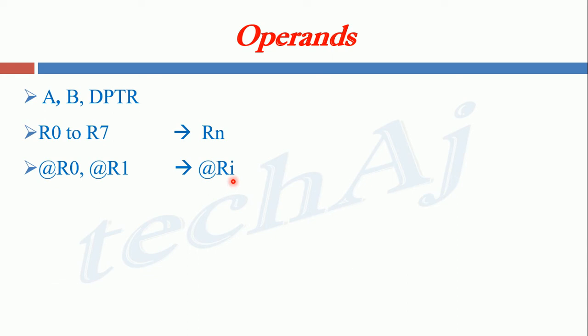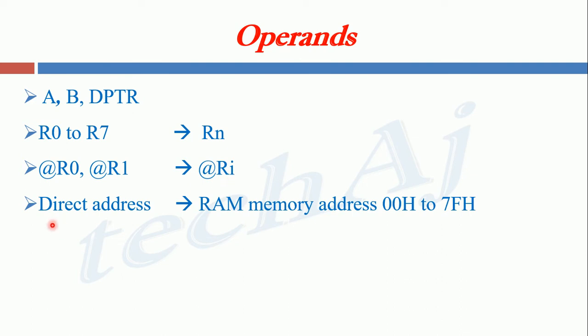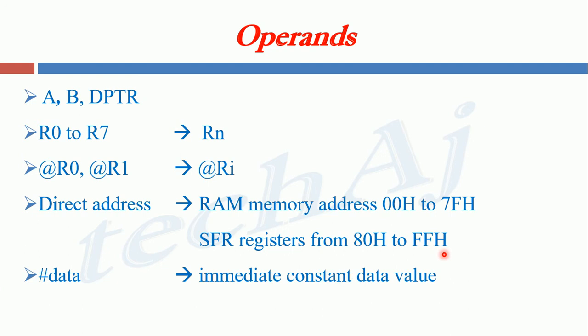The operand may be a direct memory address. This direct memory address is always associated with the internal RAM memory address of 8051. We know that the RAM memory address has the range of 00H to 7FH. Also, it can access the addresses of SFR registers, which have the range 80H to FFH. So, a direct address may be between 00H and FFH. And the operand may be immediate data which is present in the instruction itself.